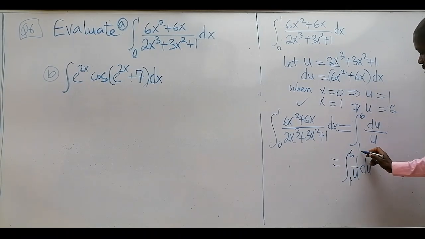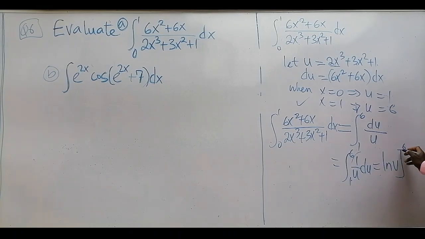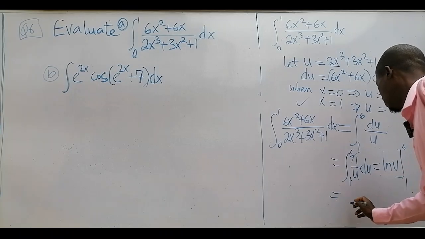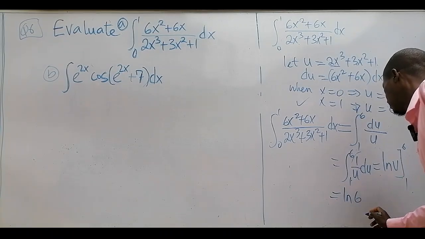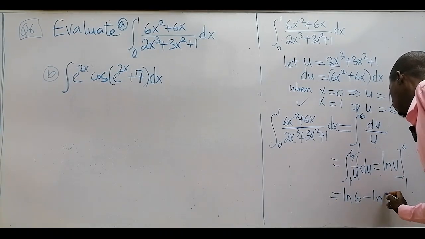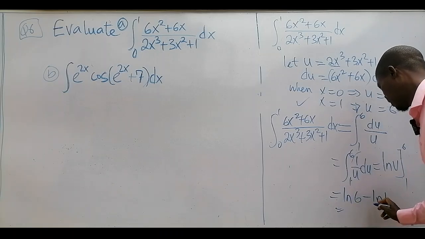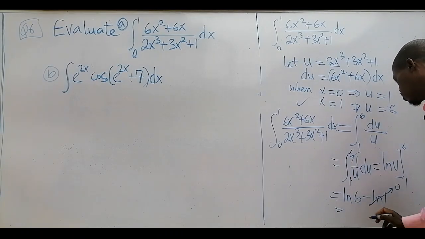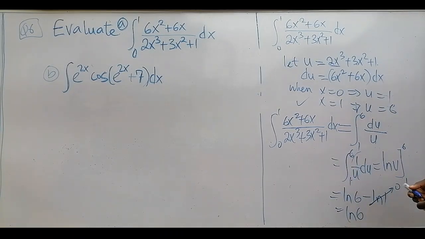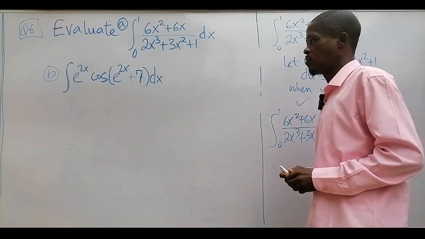So if you integrate 1 over u, that will be ln u with the upper and lower limits. Then substitute your upper and lower limits, and that will be ln 6 minus ln 1. Ln 1 is 0. So our answer is ln 6. So that's that on this question. Let's go to the b part.